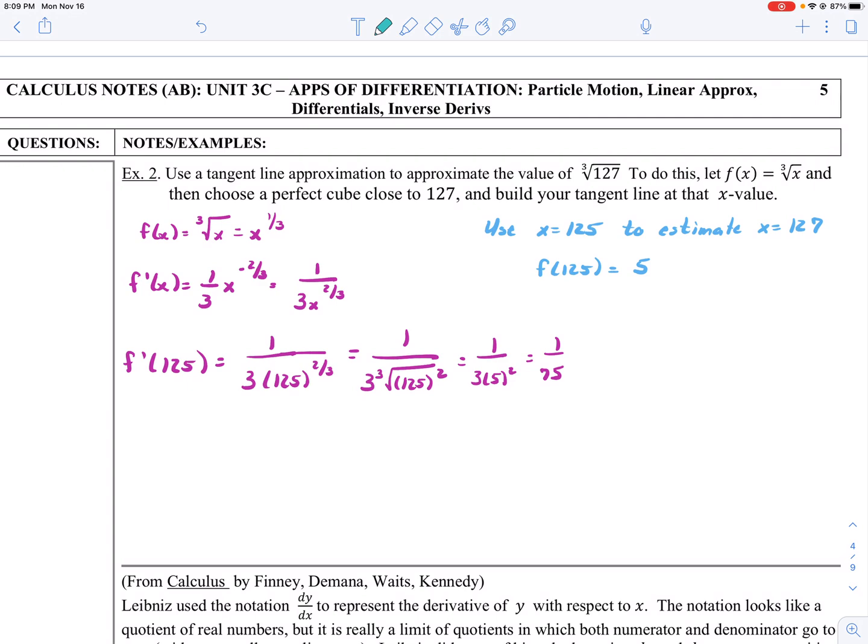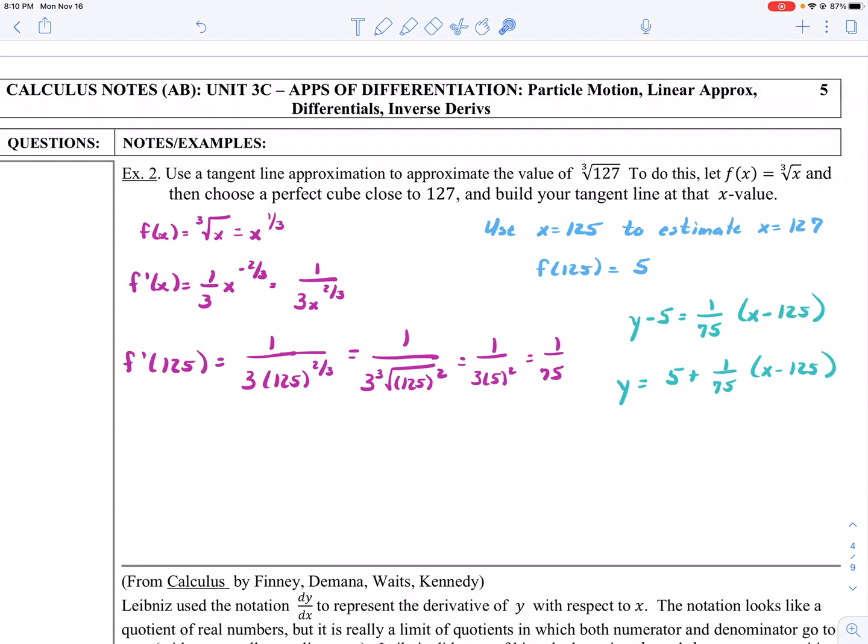I'm going to start off with y minus 5 is equal to the slope, 1/75, times x minus 125. That's how I've always written the equation of a tangent line. But remember, we want to be able to manipulate this. So we're going to move that 5 over, and we're going to write this as 5 plus 1/75 times x minus 125.